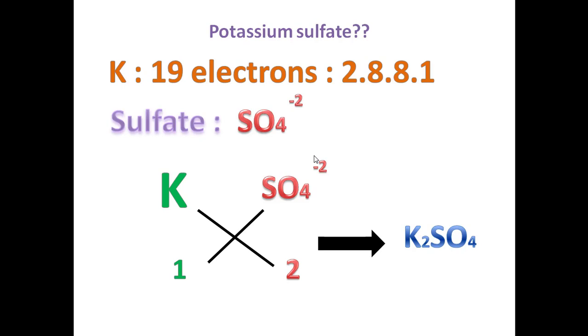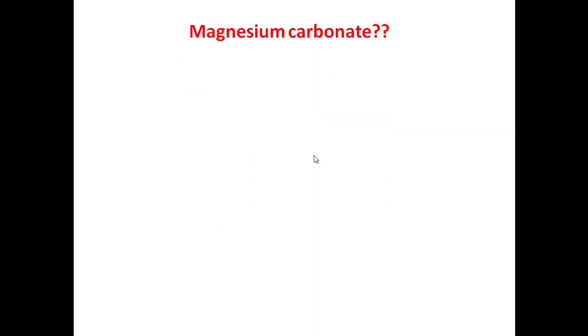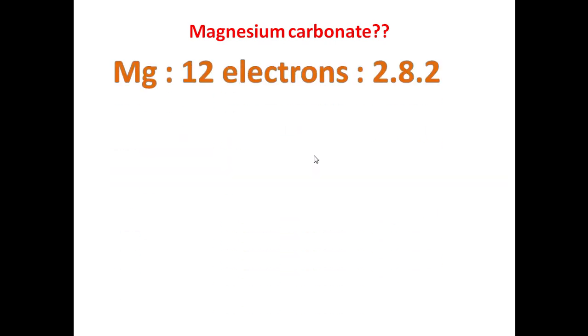Let's take another example. How to write magnesium carbonate. Magnesium has 12 electrons, so its electronic distribution looks like this. It has only 2 electrons in its outer shell. So the valence electron of magnesium atom is 2 electrons. What about carbonate? It's written like CO3 minus 2.